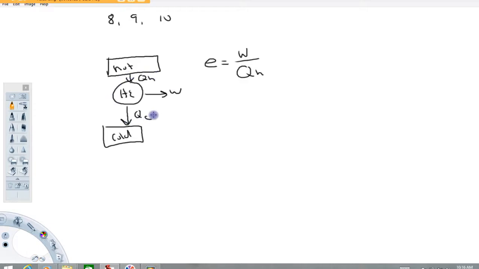Now, when we look at this, there's an energy balance. We can also write out that the energy going into the heat engine, that's Q sub H, has to equal the energy going out, which is the sum of these two things, work plus Q sub C.